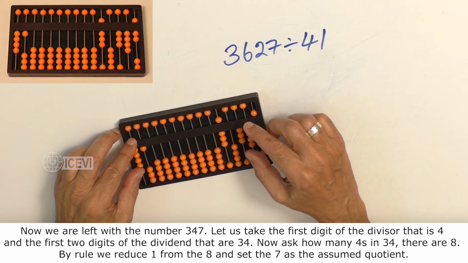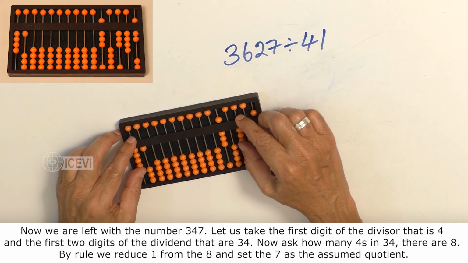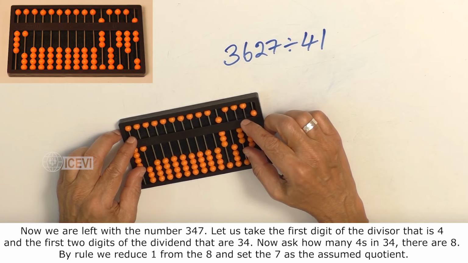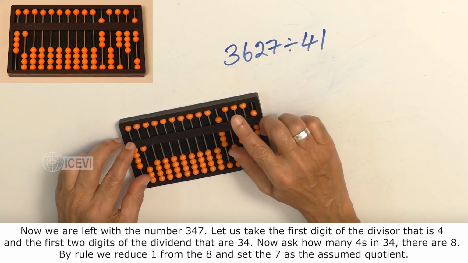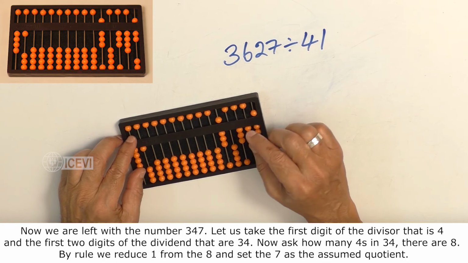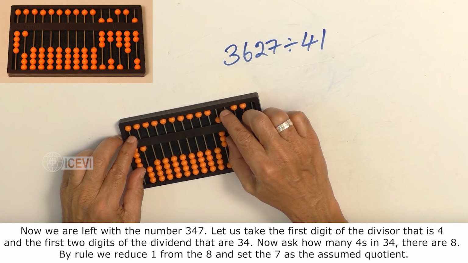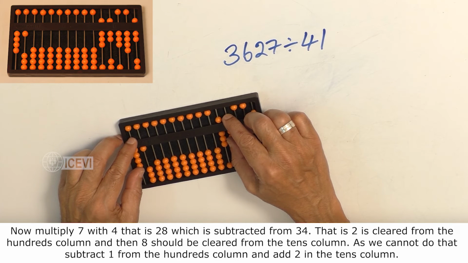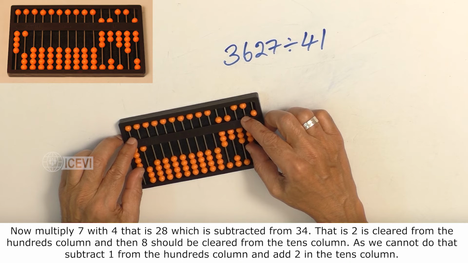Let us take the first digit of the divisor, that is 4, and the first 2 digits of the dividend, that are 34. Now ask, how many 4s in 34? There are 8. By rule, we reduce 1 from the 8 and set the 7 as the assumed quotient. Now multiply 7 with 4, that is 28, which is subtracted from 34.